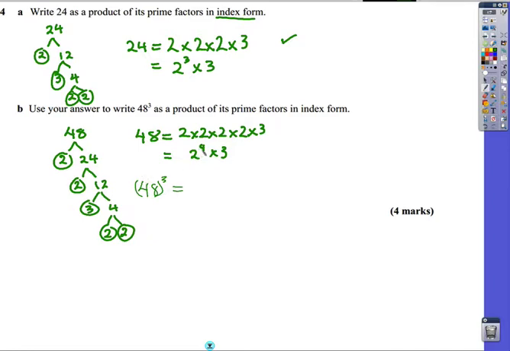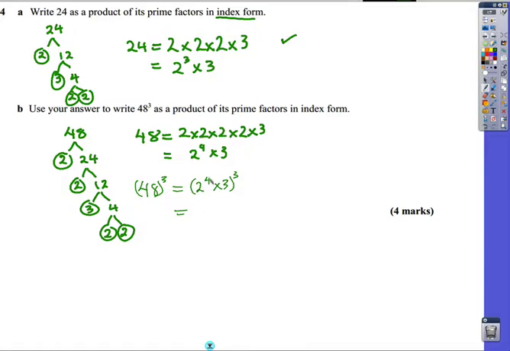Now we know 48 is 2 to the power of 4 times 3, so they substituted 48 as 2 to the power of 4 times 3. Now we're cubing this. And the only step they missed out was, we don't want the brackets in there. It doesn't look nice as a product. I've never seen products of prime factors with brackets. So they forgot to expand the brackets.